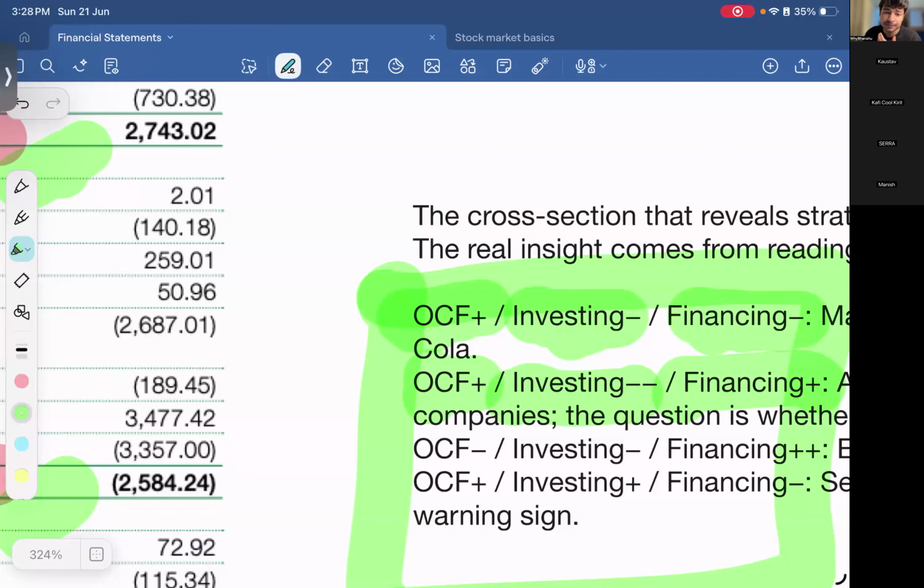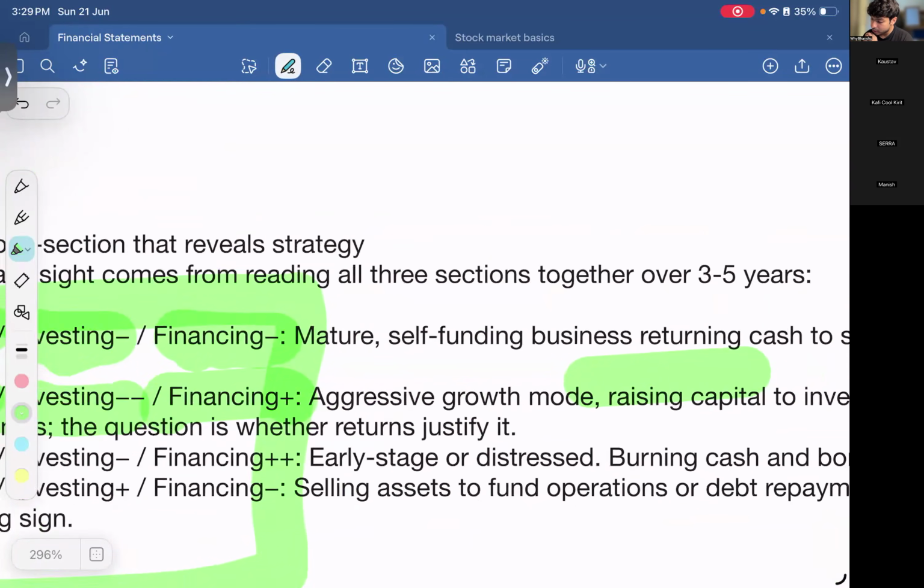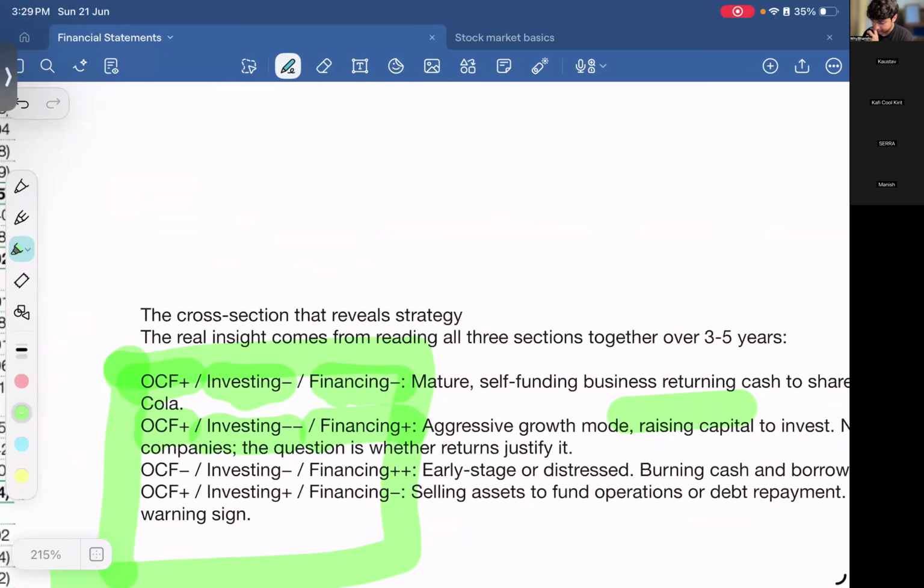Yeah, expansion is the right answer. Asset heavy in future investments, that's correct. That basically means that they're raising money. If their finance cost is positive, it means money is coming in from somewhere. How is that money coming? Mostly it's coming from either debt or they're issuing new shares or diluting their own current equity. Operating cash flow positive, that means the business is profitable. They're generating money. Investing negative, meaning they're investing that money somewhere in new assets, new buildings. Aggressive growth mode, raising capital to invest, normal for companies. The question is whether returns justified.